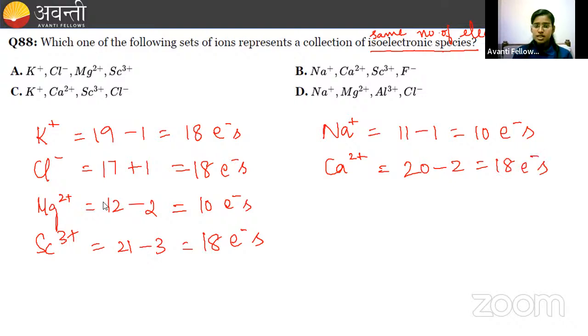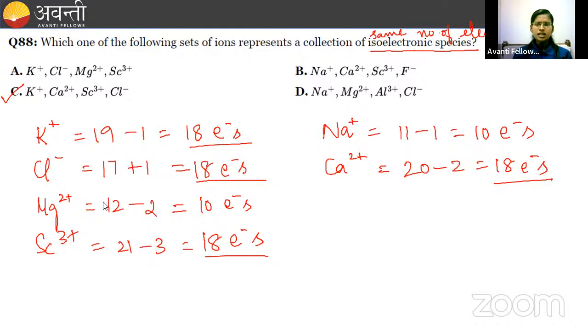Then coming to option C. So potassium plus has 18 electrons, calcium 2 plus 18 electrons, scandium 3 plus 18 electrons and Cl minus also 18 electrons. So option C is a set in which all the 4 species have 18 electrons in them. So option C is the correct answer for this question. Okay, it is a collection of isoelectronic species.